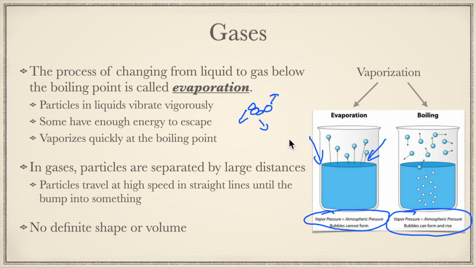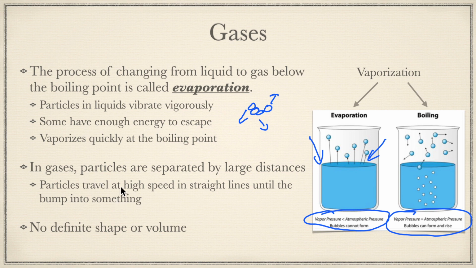So boiling doesn't always happen at a specific temperature. Water does boil at 100 degrees Celsius if you're at sea level. But if you're high on top of a mountain, the water may boil at 90 or 85 degrees Celsius because the atmospheric pressure is lower. So you can actually change the boiling point by changing the atmospheric pressure on the liquid.